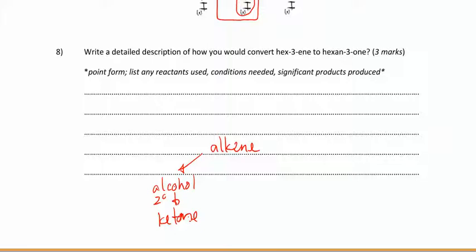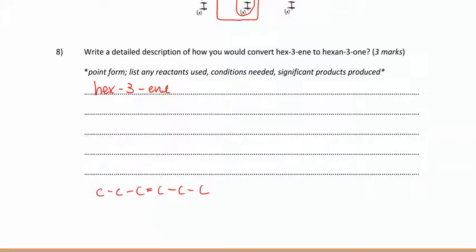All right, so there's two different reaction steps there. All we have to do is list the reactants, any conditions needed, and the significant products produced. So there's hex-3-ene at the bottom, and the first thing is to make it into an alcohol. That's going to be via an addition reaction where my HOH, or water, is going to come from underneath. I can see that the OH is going to attach itself to the third carbon in this chain. In other words, I'm going to produce hexan-3-ol.